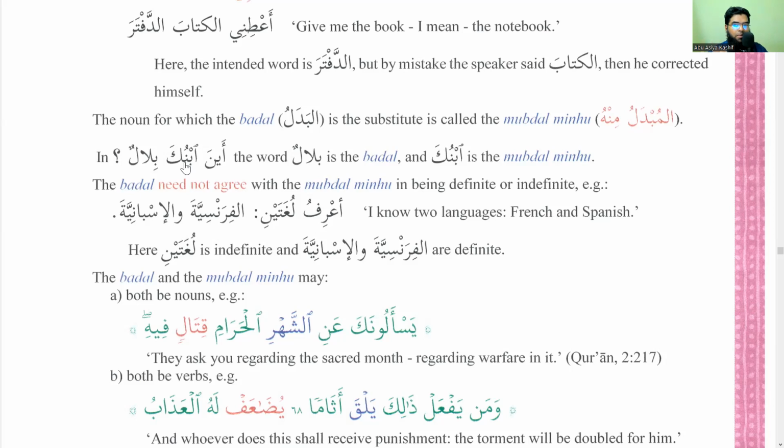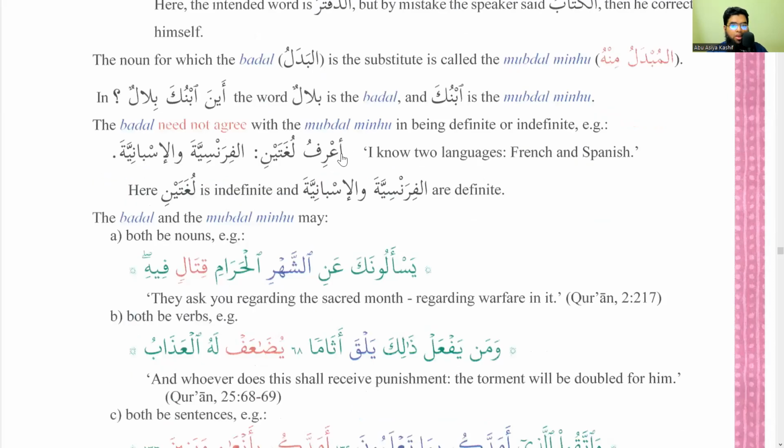Like Mausuf Sifa, Manut Nat or Mubdal Minhu Badal, and what else? Ma'atuf alayhi Ma'atuf. Inna, Ismu Inna, Khabar Inna. I know 2 languages. He gives that Badal need not agree with Mubdal Minhu in being definite or indefinite, because it's not like a strict adjective.